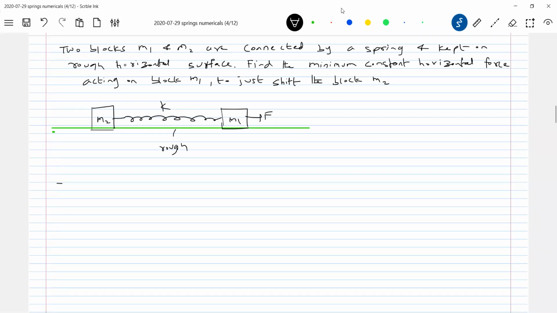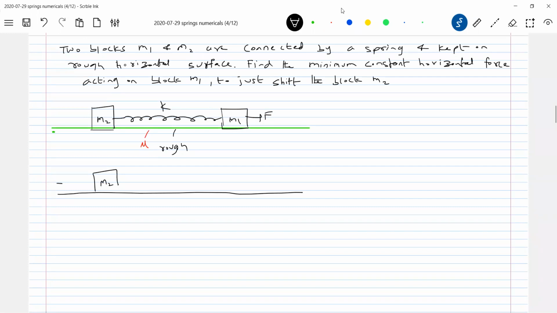Now, what is the condition given for us? The block. So I'll pull the force. When will the spring get elongated? Only when the applied force at least overcomes the friction, no? Mu m1g. Let mu be the friction here. First, the block m1 will start shifting when the applied force overcomes the friction.